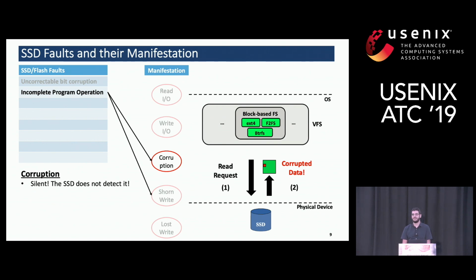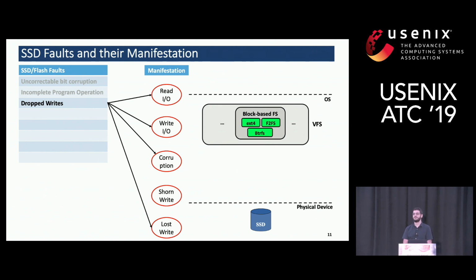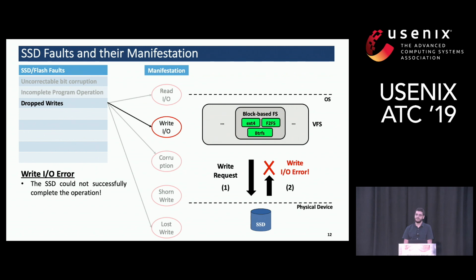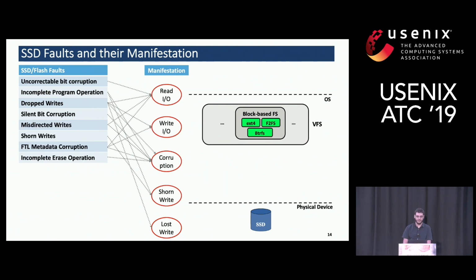The SSD itself cannot detect the error using its own internal mechanisms. A shorn write in particular denotes the case where a write issued by the file system is partially persisted within the SSD and can only occur after a power fault. So future reads after a shorn write has been persisted will only receive partially written data. Finally, dropped writes have several manifestations at the file system level. For instance, they can result in a write I/O error if the corresponding SSD cannot accommodate the request, or worse, the write request can be completely disregarded with the SSD never returning an error about it. We refer you to our paper in order to find all the different faults that we considered in our study.